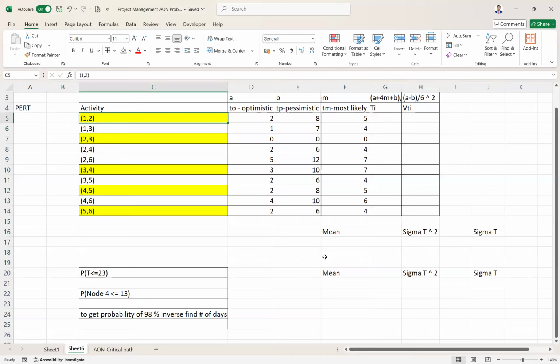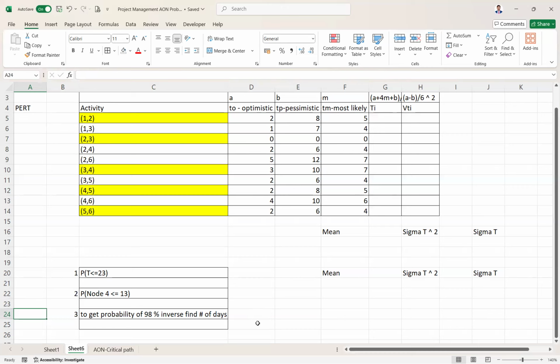So here we are doing the PERT analysis. First, see what the questions are. The first question is the probability of the entire project being completed in less than 23 days. The second question is what is the probability that node 4 is completed within less than 13 days. The third question is, to get a probability of 98 percent, how many days will it take? Or for a 98% probability, the activity will be completed in how many days. So these are the three questions we are going to answer using this PERT analysis.